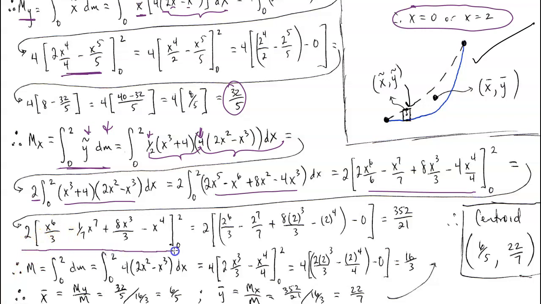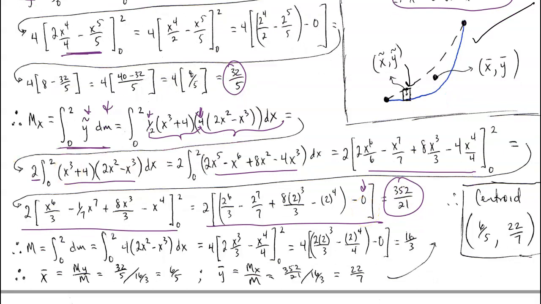So this step here I'm using to clean up. The next step, I actually plug in 2 everywhere I see x, minus, and then plug in 0 everywhere I see x. And of course, every term ends up being 0 when I plug in 0. So I end up with the moment about the x-axis being 352 divided by 21.